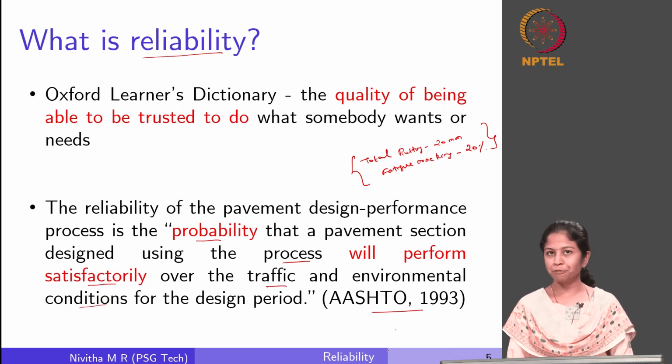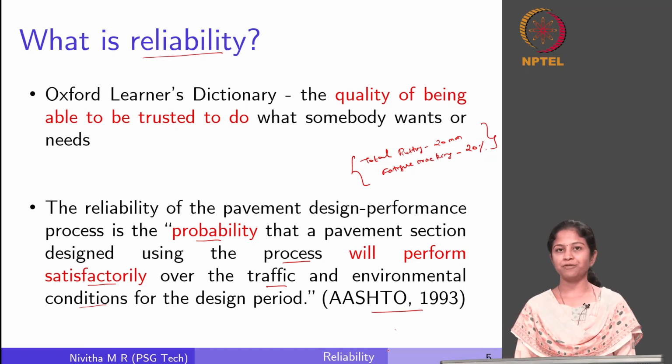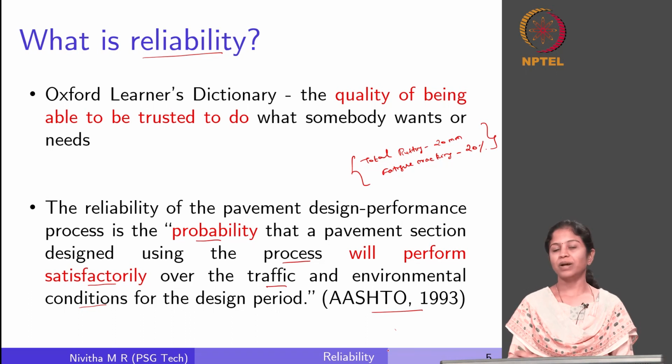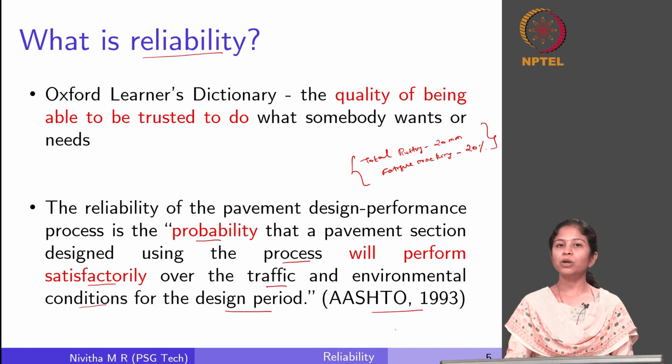So, then it should meet these conditions over the traffic and environmental conditions. Again, we have different traffic on the road, we have different environmental conditions for the geographic location. So, considering all this, it should perform satisfactorily over the design period. So, we all know what design period is. The period for which we consider that it is going to deliver this performance, right. So, it is the probability that it will do all these things. That is what we call reliability, right.